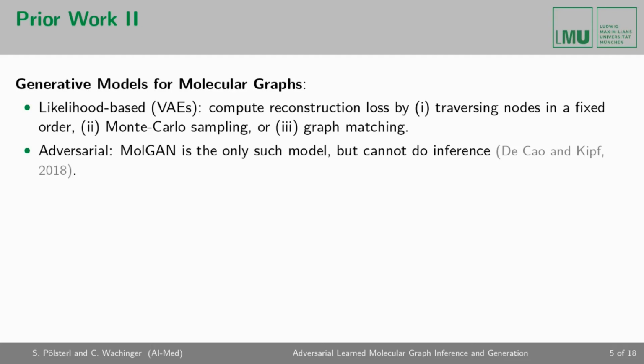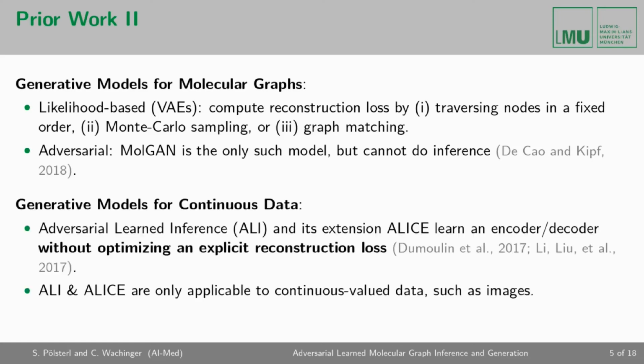When focusing on the type of generative model, then the majority of previous work is likelihood-based and requires computing a reconstruction loss. They try to mitigate the graph isomorphism problem by traversing nodes in a fixed order, sampling a couple of adjacent symmetries corresponding to the same molecule, or performing graph matching. There's one approach called Mulligan, which uses an adversarial loss, but it has no encoder and can only generate molecules.